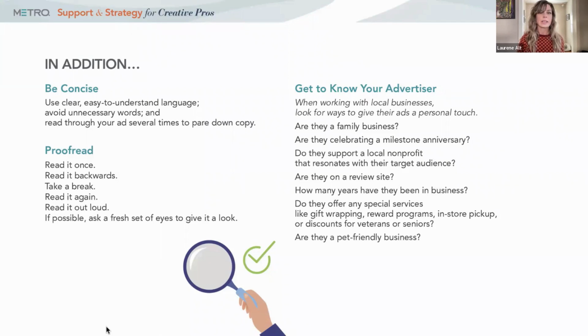Finally, I listed a few ways that you can get to know your advertisers so you can personalize ads, giving them that shop local touch a lot of times. I'll read those off for you. Things like, are they a family business? Are they celebrating a milestone anniversary? Maybe they support a local nonprofit that would resonate with their target audience. Any review site information, how many years they've been in business, special services like gift wrapping, rewards programs, in-store pickup, discounts for veterans or seniors, even a pet-friendly business if they keep a water bowl outside or allow you to come in with your pets, can appeal to certain audiences.